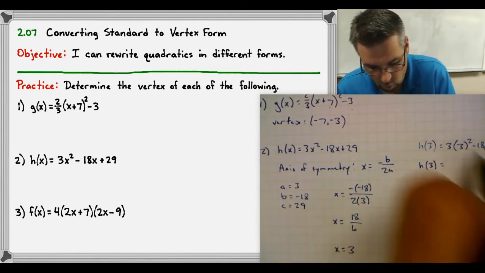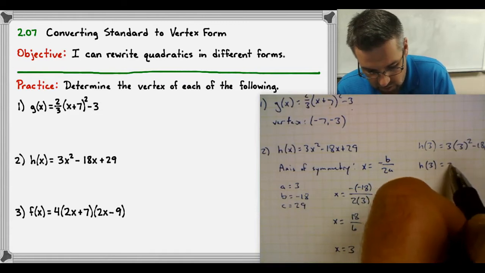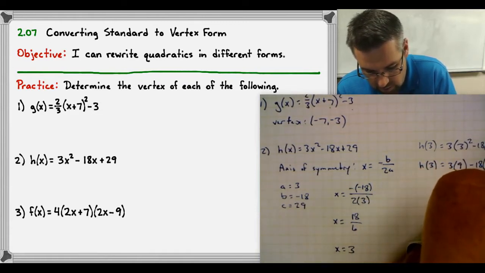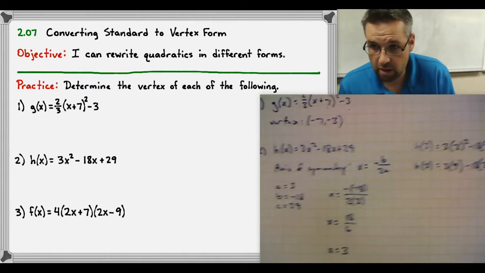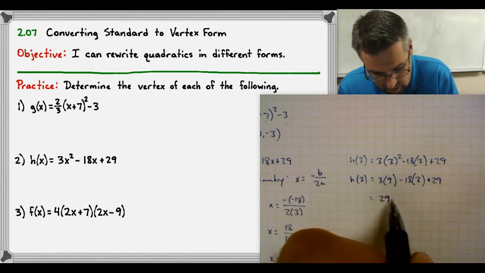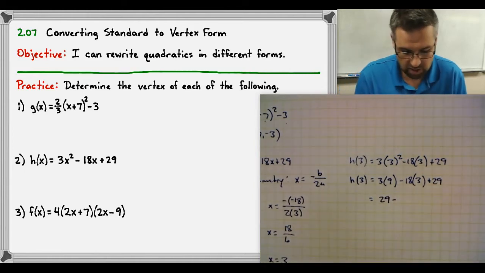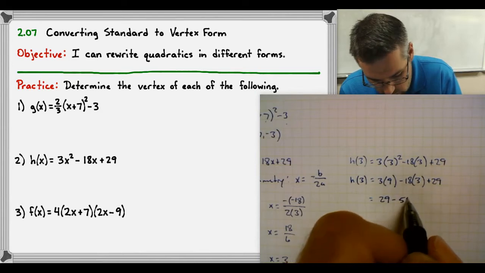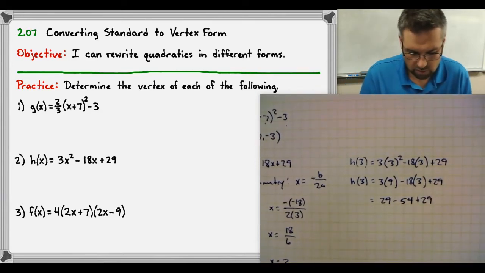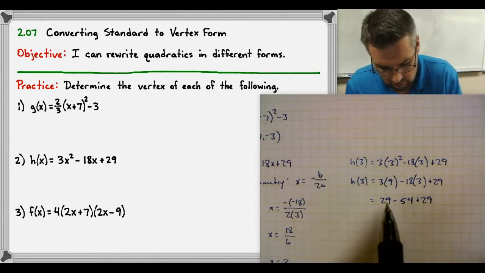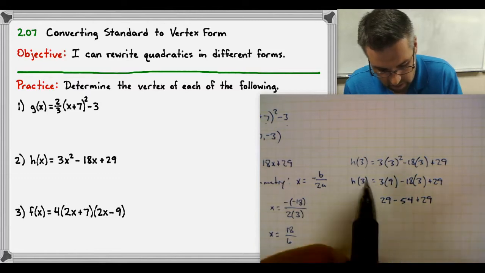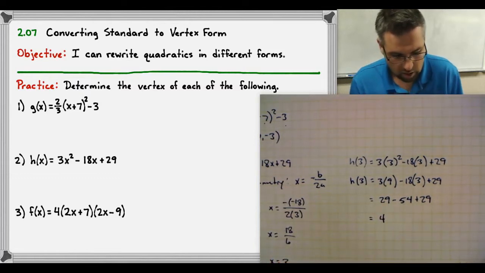So h of 3, remember order of operations, we want to do those exponents first, so that'll be 3 times 9, 3 squared is 9, and then carry down everything else. And then from there, we'll go ahead and multiply. So 3 times 9 is 27. And 18 times 3 is going to be 54. And then plus 29. Okay. And then 27 plus 29 is 56, minus 54 is going to be... wait, 29 plus 29 is 58, minus 54 is going to be 4. So h of 3 is 4.